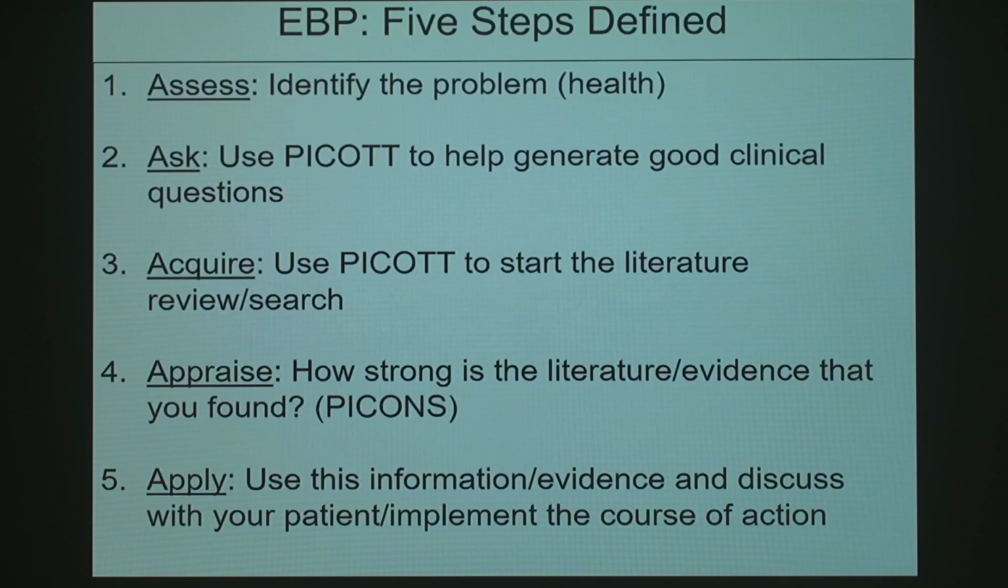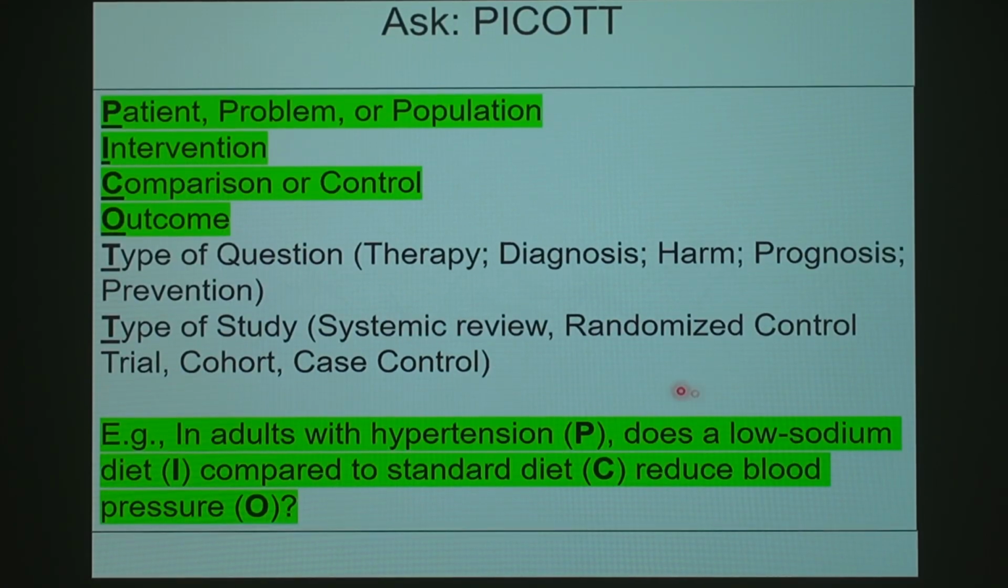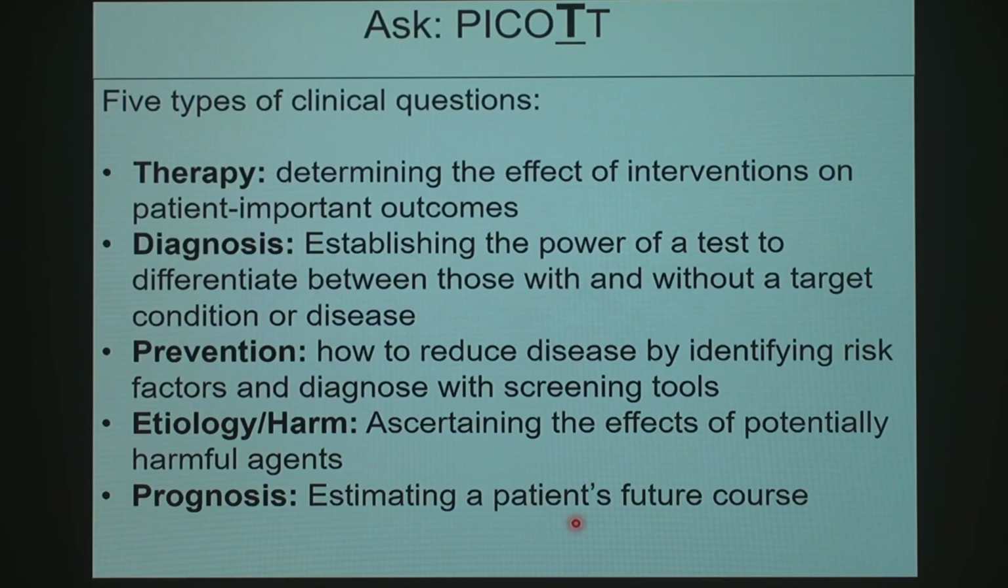So you are familiar with PICO, and here's an example. In an adult with hypertension, does a low sodium diet compared to a standard diet reduce blood pressure? This is a standard PICO clinical question. Some other things you would consider is the type of question you ask. There are 5 different types of clinical questions. What treatment works best would be therapy. How accurate is the test might be what you're looking at for a diagnostic test. This all depends on what type of PICO question you are asking.